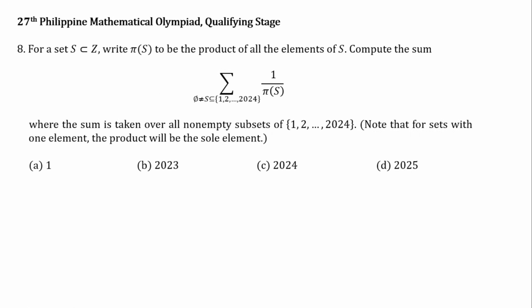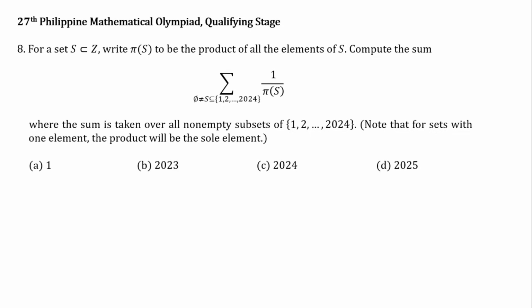Problem number 8. For a set S, a subset of Z, write pi of S to be the product of all the elements of S. Compute the indicated sum below, where the sum is taken over all non-empty subsets of the set with elements consisting of the first 24 positive integers. Note that for sets with one element, the product will be the sole element. So if there's only one element, the value of pi of S is equal to that element.